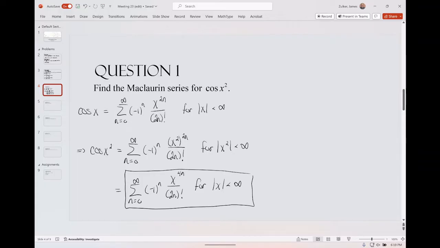Now keep in mind, whenever you're asked to find a series expansion, you must also include its interval. It's not enough just to give me that sum. You also have to include the interval of definition.